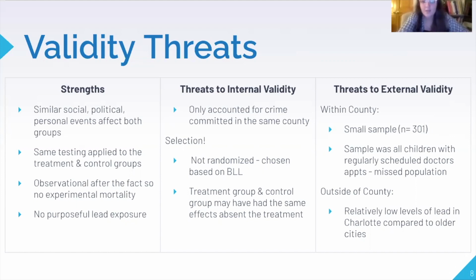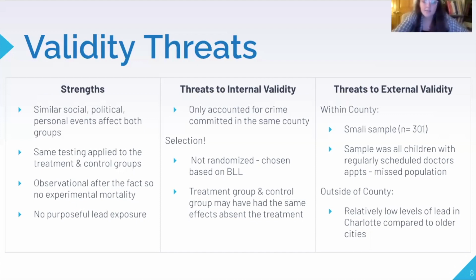Internally, they only accounted for the crime committed in the same county. So that when they were looking at antisocial behaviors, they looked at crime, but someone could have committed a crime in a different county and that wouldn't have been accounted for. Also, in terms of selection, it was not randomized. So people with a higher blood lead level were in the treatment group and with a lower level were in the control group. And therefore, someone who has a higher blood lead level may also be lower income or have a confounding thing that affects the study.